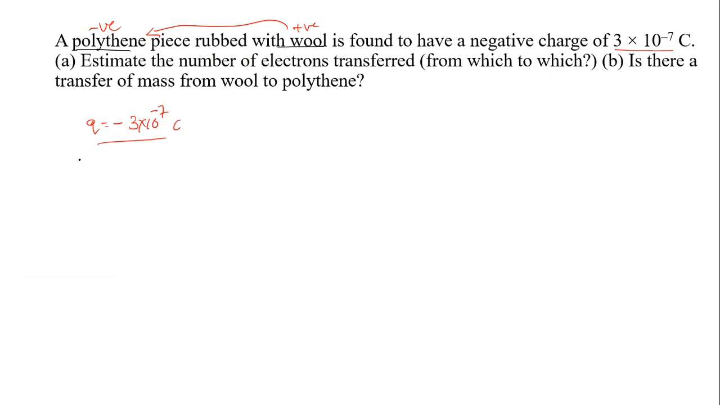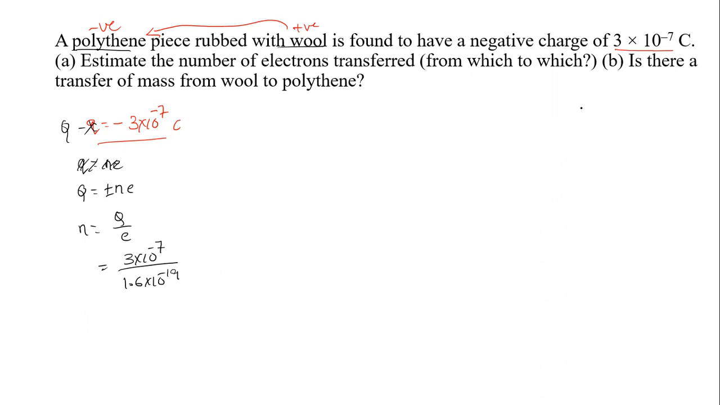We know from charge properties that charge on any body is given by n into e. So if you take capital Q, it is plus or minus n into e, depending upon whether the body is going to gain negative or positive charge. That's not an issue. Now the number of electrons we want, then n equals Q by e. Q we got is 3 into 10 power -7, divided by e, which is 1.6 into 10 power -19.